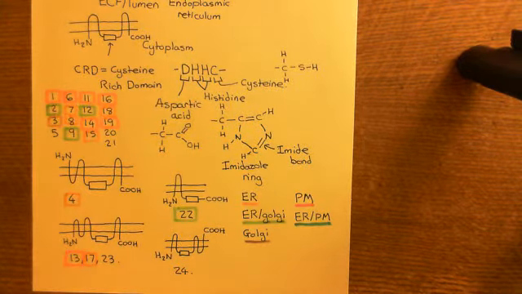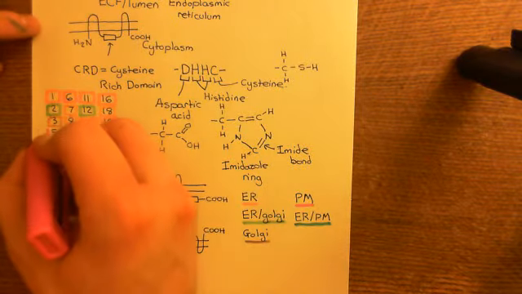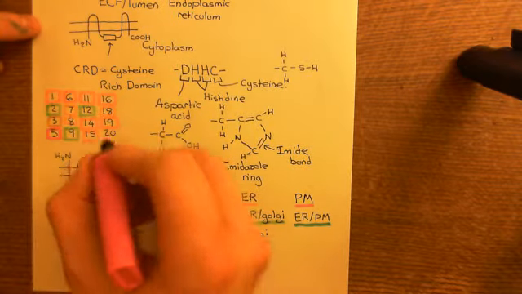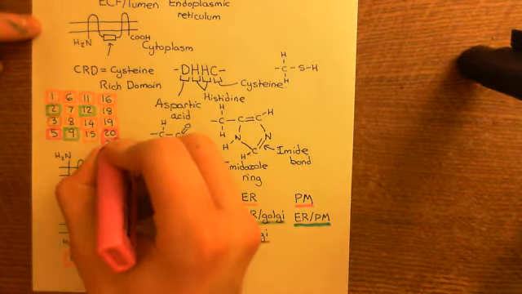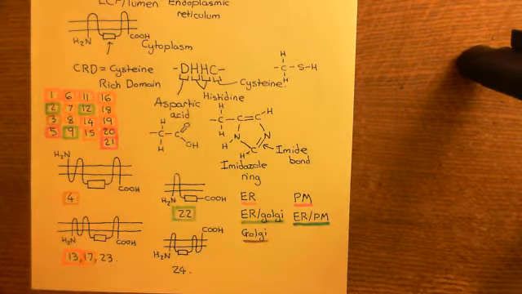Okay, now let's go on to the plasma membrane. So which DHHC enzymes are only located within the plasma membrane? Well, this is DHHC5 in pink, DHHC20 and DHHC21. So those three are all located specifically in the plasma membrane.